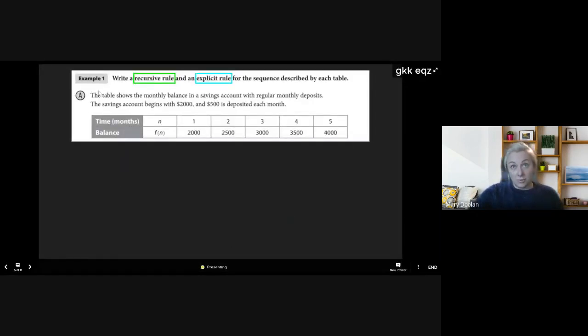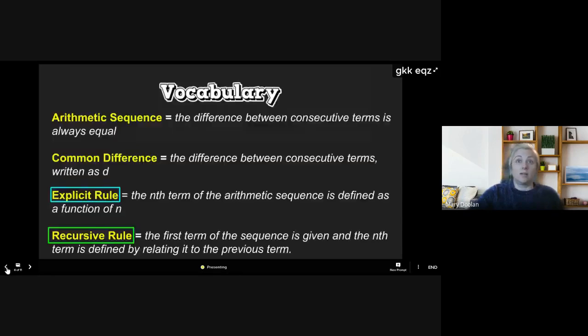So here's an example. We are going to write a recursive rule, green box, and an explicit rule, blue box, for the sequence described by each table. All right, and so back here, recursive rule means I have to know what f of 1 is and relate it to a previous term. Explicit means it's a function of n.